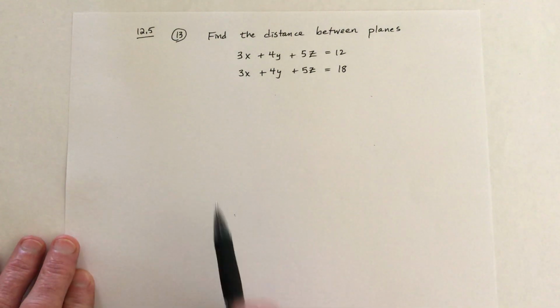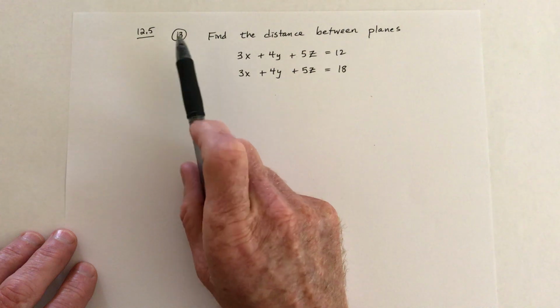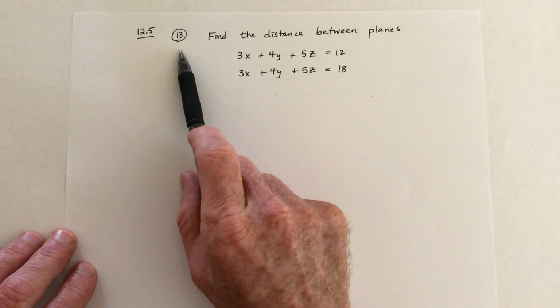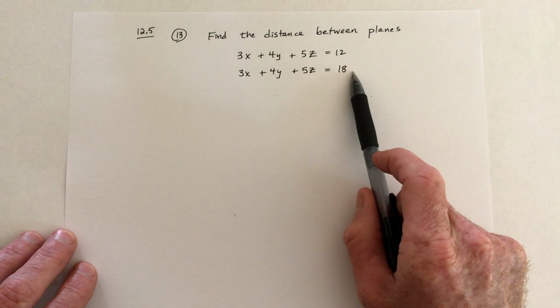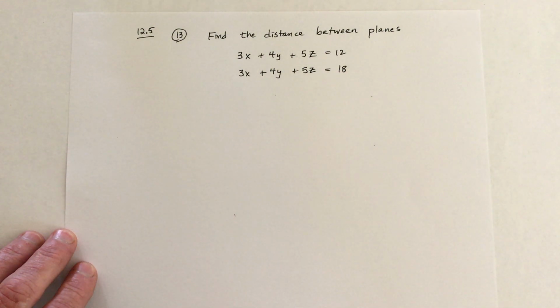So this example is very similar to number 13 in section 12.5. In fact, when I clicked on number 13 and I said view an example, this is what they gave me. But then the steps that they showed, I thought that they were way too complicated. I believe there's a much easier way to do it.